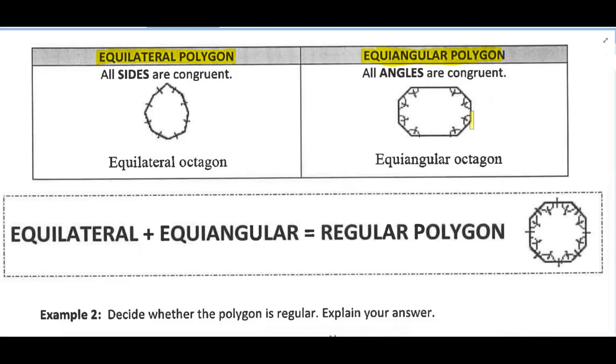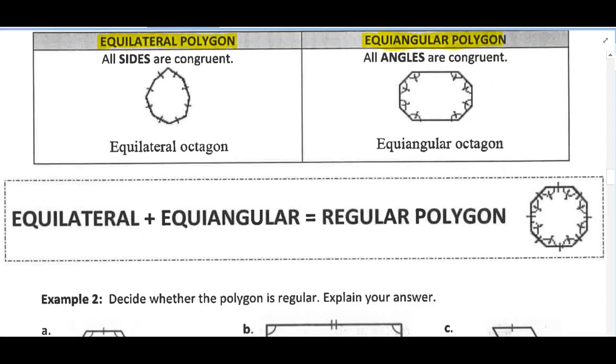Now, let's put these two things together. I've got equilateral plus equiangular. You think we'd have a third word that's even longer, but we don't. These are just called regular polygons. So if it's equilateral and equiangular, it is a regular polygon. Over here we have a regular octagon, all the sides and all the angles are congruent.